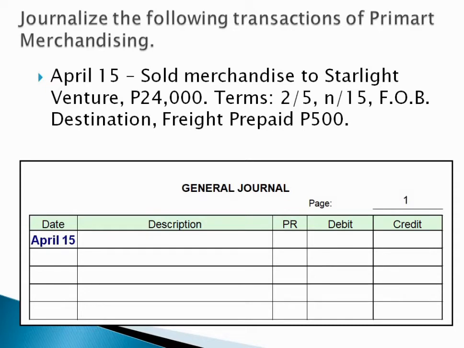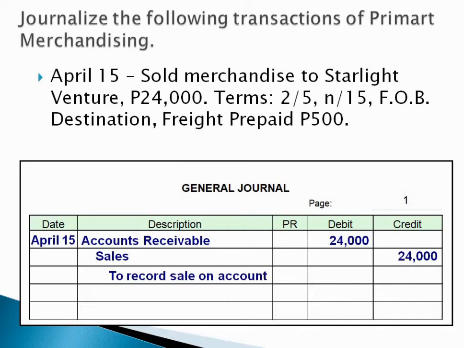April 15. Sold merchandise to Starlight Venture, 24,000 pesos. Credit sales or sales revenue because of the words sold merchandise for 24,000. Then debit accounts receivable for the same amount because of the term 2/5, n/15. So it's understood to be a sale on account, not on cash basis. Explanation to record sale on account.